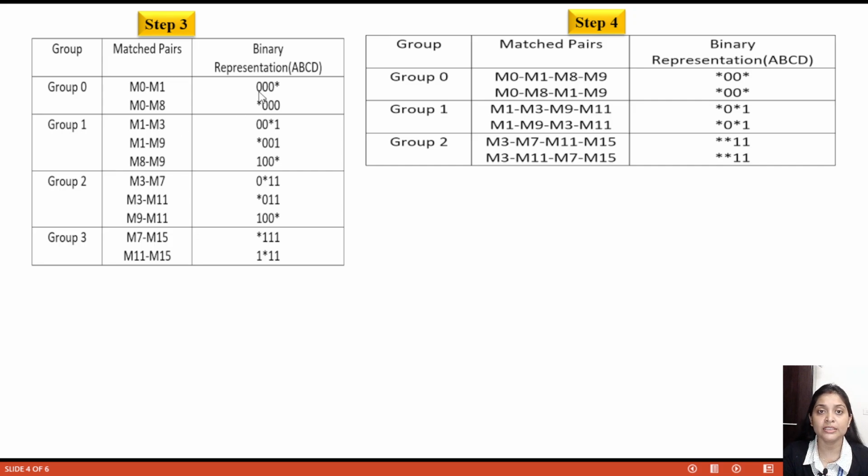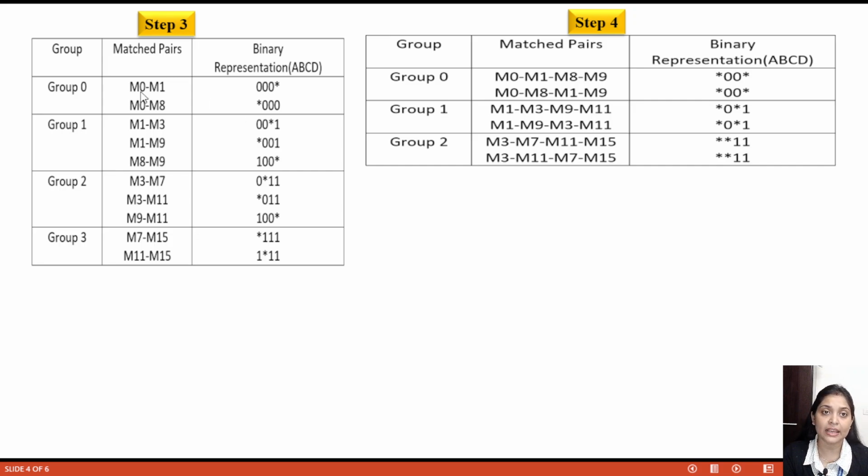So here 0 0 0 star and here 0 0 star 1. Here actually we cannot compare because there is a 2 bit change: in the third bit this is 0 star and fourth bit star 1. So we cannot compare in this case. Again M0 M1 and M1 M9. Here also 0 0 0 star and here star 0 0 1. So in the most significant bit and in the least significant bit there are 2 bit changes.